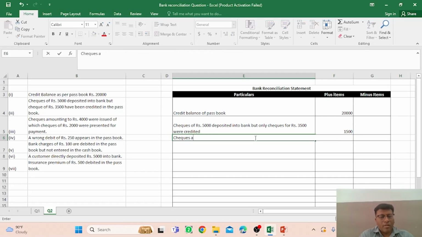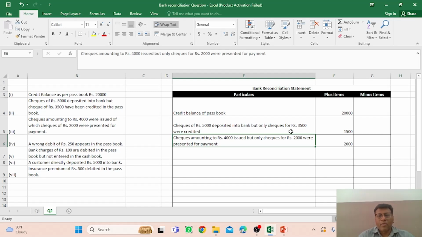Checks amounting to rupees 4,000 issued, but only checks for rupees 2,000 were presented for payment, right? So this is the case where you have to mention in the plus item rupees 2,000.